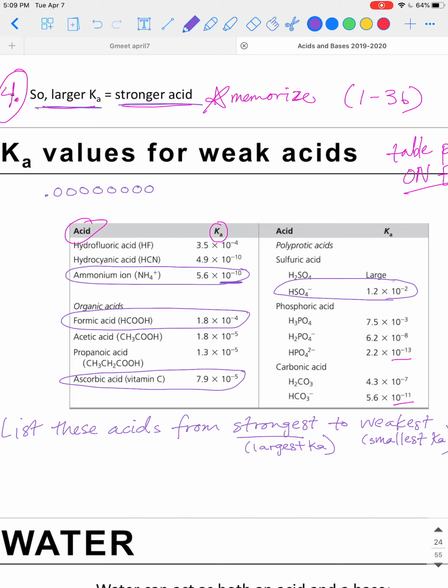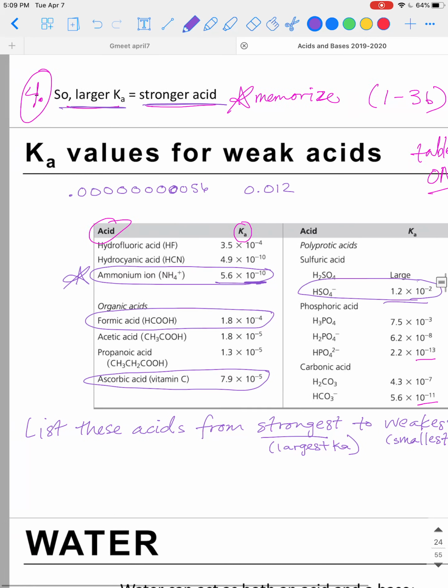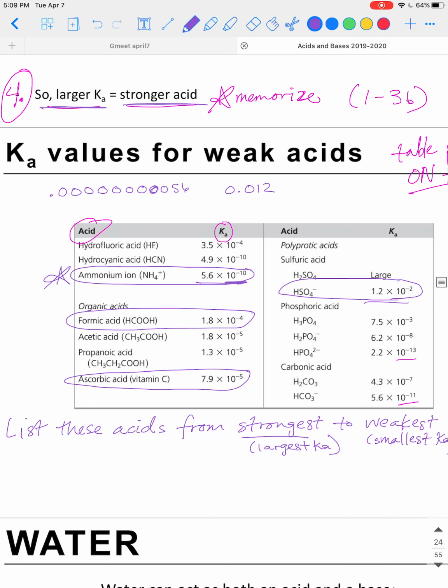If we had 10 to the power of negative 10, that would be 0.0000000000 and then we would have some number here. If we have 1.2 times 10 to the minus 2, that would be like saying 0.012. If we were looking at ammonium, we would write out the K value the same way. I wrote these values out in decimal form, so just remember that.